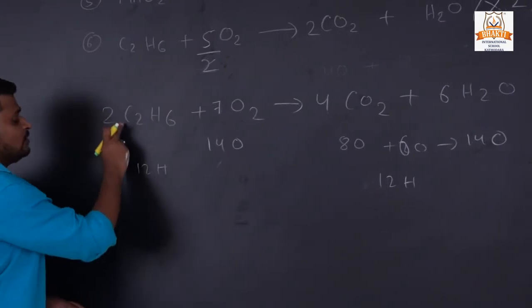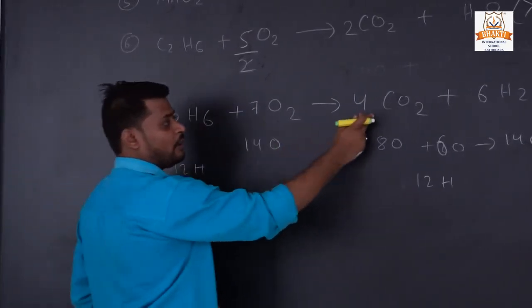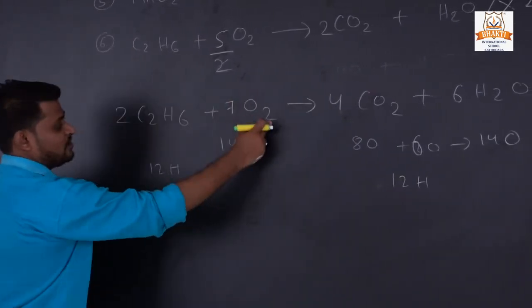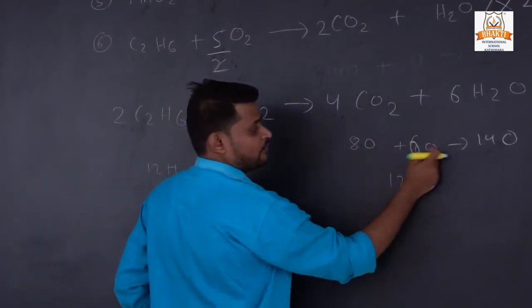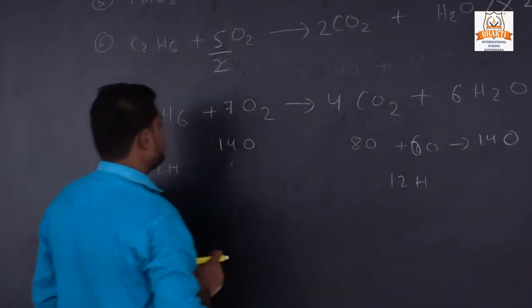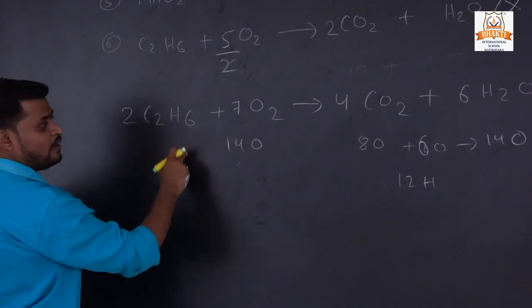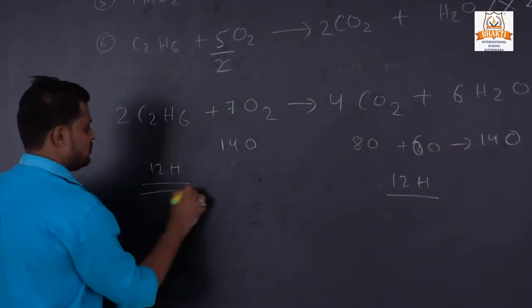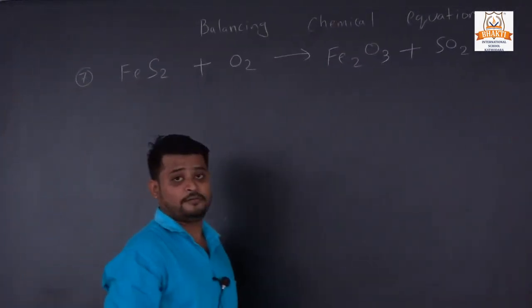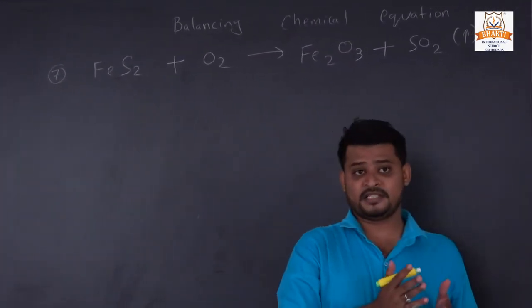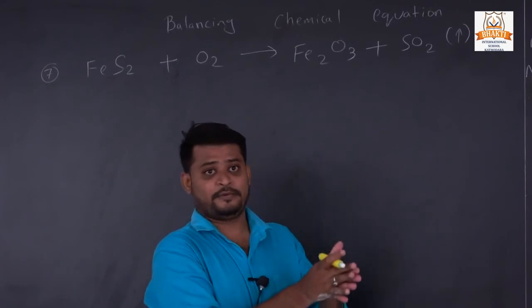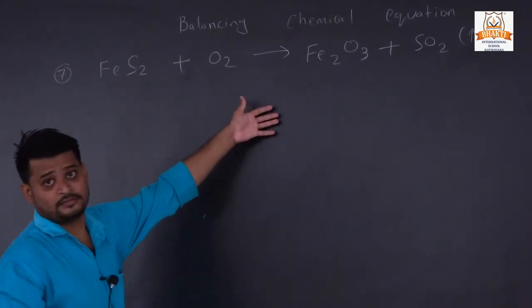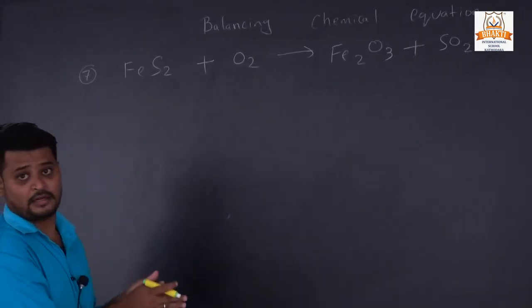So check: carbon 4, oxygen 14, and hydrogen. Here hydrogen 12 and here hydrogen also 12, meaning the whole equation is balanced. Now we saw example number 6. Like that same question, example number 7 we will do with the same method.